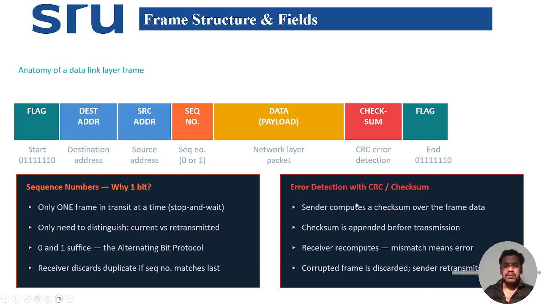Then error detection with cyclic redundancy check methods. The sender computes the checksum over the frame data. As we know how to calculate the checksum, it is appended before transmission, and the receiver recomputes it. A mismatch means error. At the end, we recalculate with the same method to identify whether the data is reliable or mismatched. A corrupted frame is discarded, and the sender retransmits the data frame again.